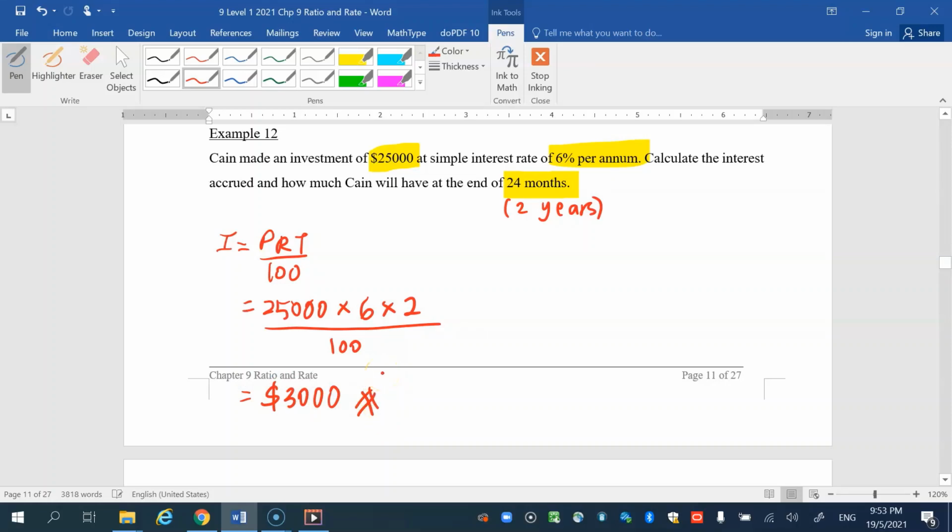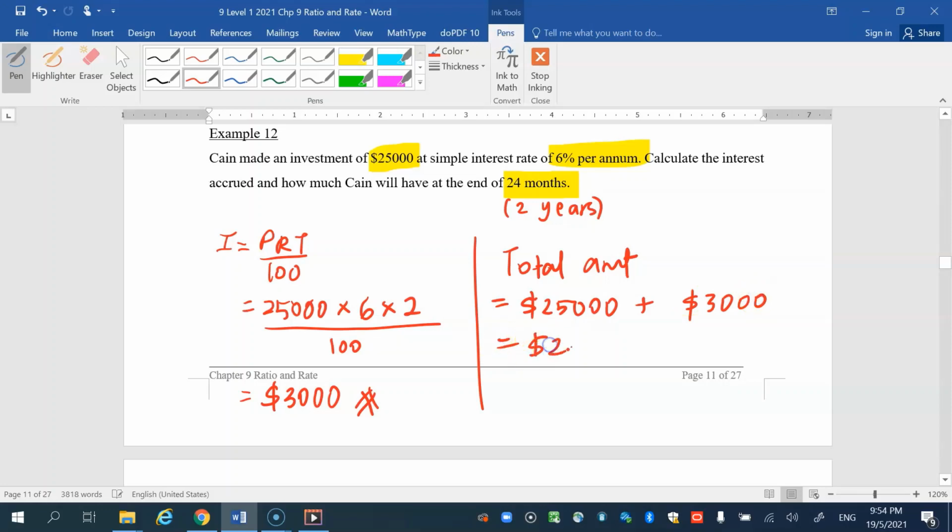That's only the first part. They say calculate the interest accrued and how much Kane will have at the end. So the total amount that he will have at the end, total amount after 2 years, will be $25,000 plus $3,000, the interest. So total amount is $28,000. And that's your answer for example 12. Easy!